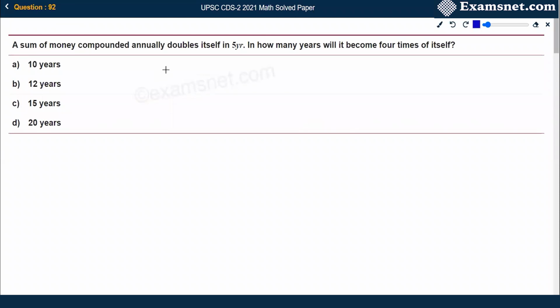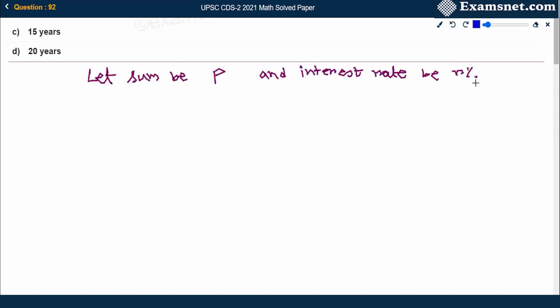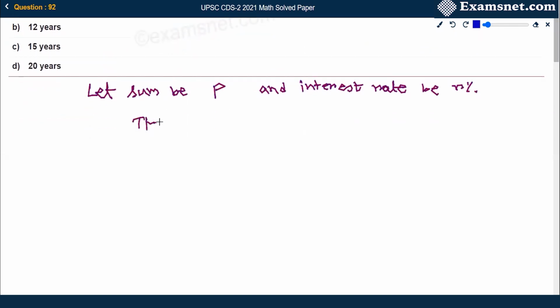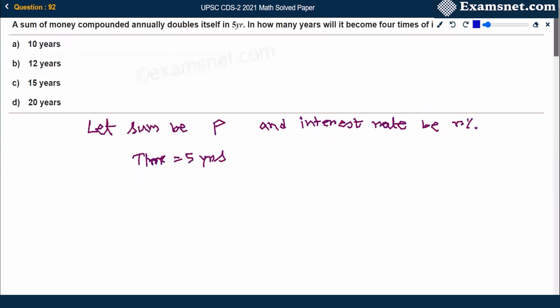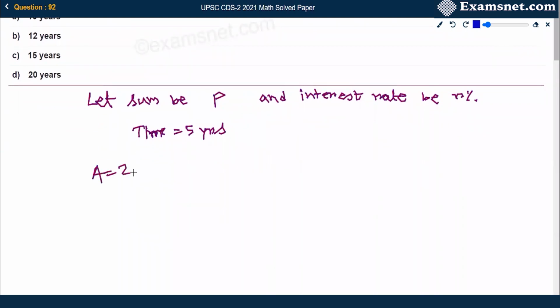In question number 92, it is given that a sum of money compounded annually doubles itself in 5 years. In how many years will it become 4 times of itself? So we can assume, first of all, let the sum be P, and interest rate be R% per annum, and the time is 5 years. The sum doubles itself, so the amount becomes 2P.